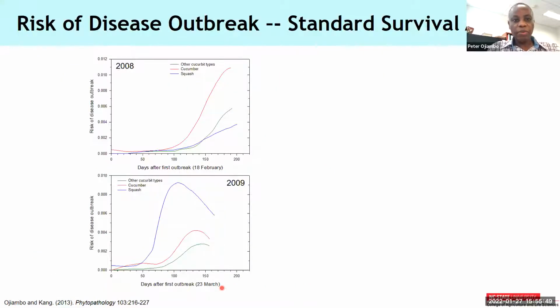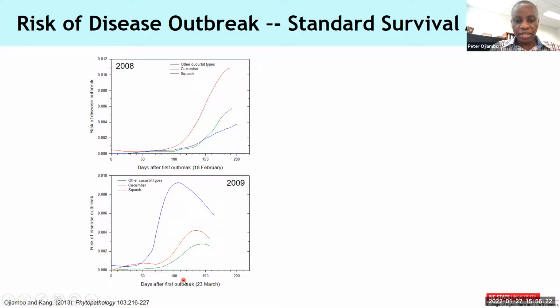So just looking at some of the results, the risk of disease outbreak in 2008 and 2009. On the x-axis, you have the days after the first outbreak, which typically occurs down in Florida. On the y-axis, you have the risk. In 2008, it was high on cucumber compared to squash or other cucurbits, but in 2009, it was higher in squash compared to other cucurbits. This figure illustrates the dynamic, the differences.